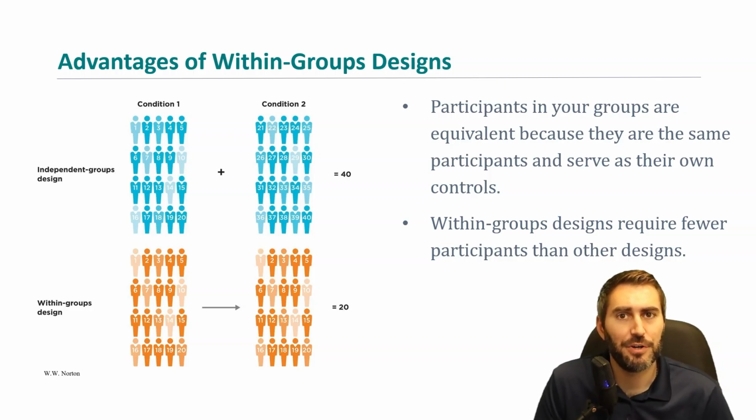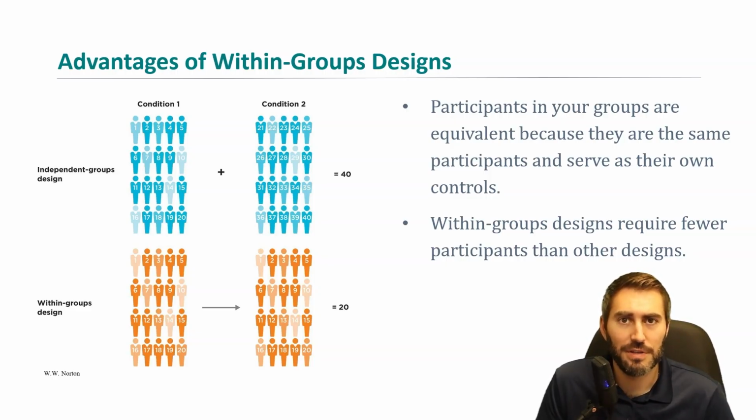There are three large advantages to setting up your study as a within groups design. First, the participants in your groups are perfectly equivalent because they are the exact same people. They serve as their own controls. And second, because you've removed all that individual background noise, these designs give researchers more power to notice true differences between conditions. Power is just a study's ability to detect a statistically significant result when an independent variable actually has a real effect. Third, these designs are incredibly efficient and require fewer participants.